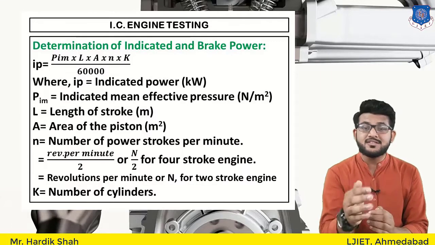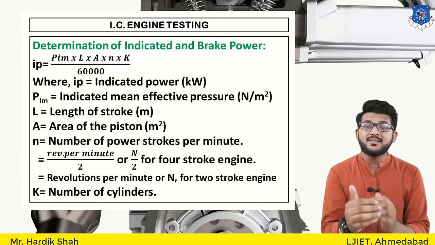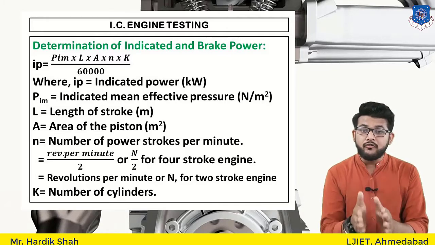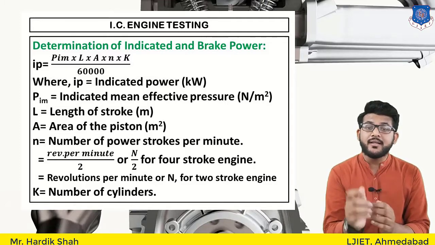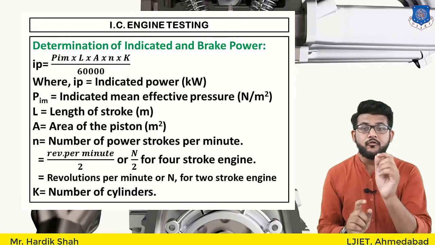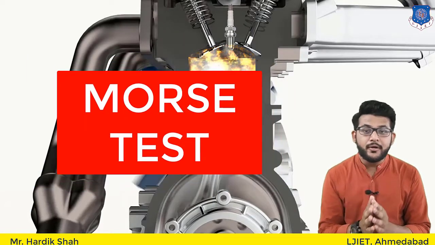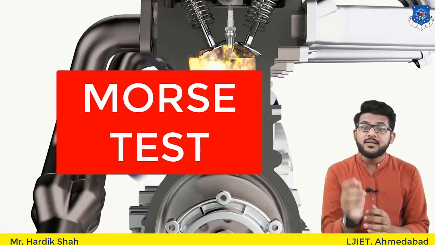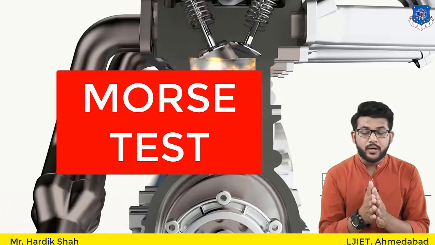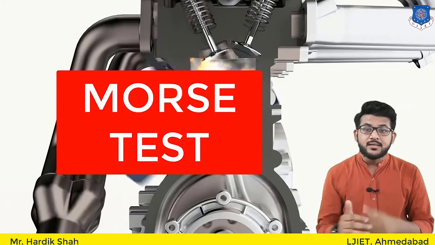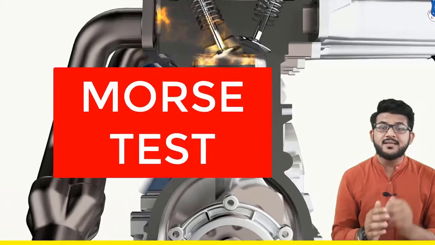It is very tedious work practically, and it is not always possible to find the pressure inside the engine every time. So without finding the pressure, without finding that PMI, we need to find the IP, and for that there is one method called the Morse test. In the Morse test, we find the indicated power of a multi-cylinder engine without finding the pressure. We will see it in the next minutes, so stay tuned and let's start with the first test, the Morse test.